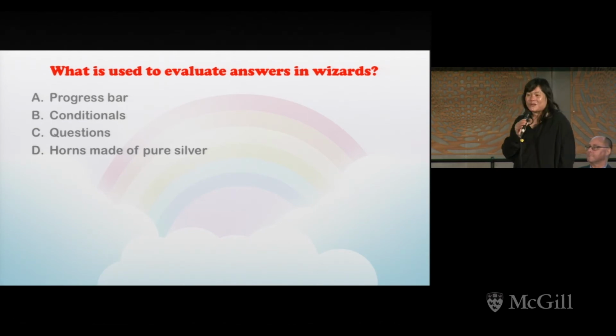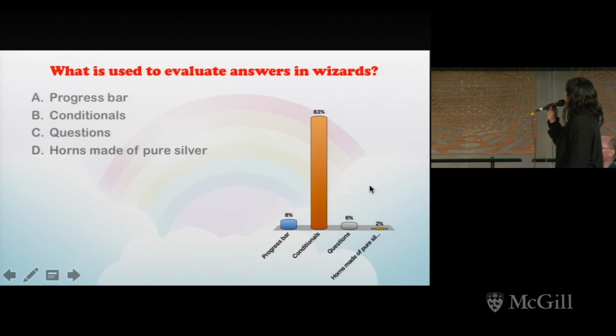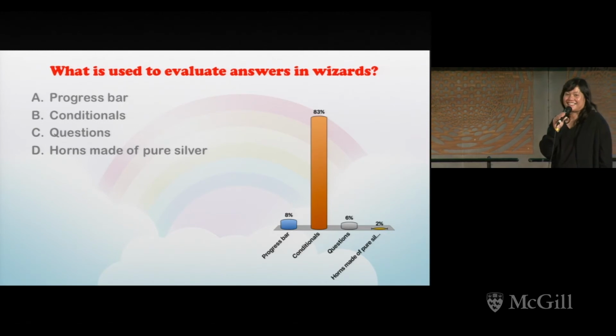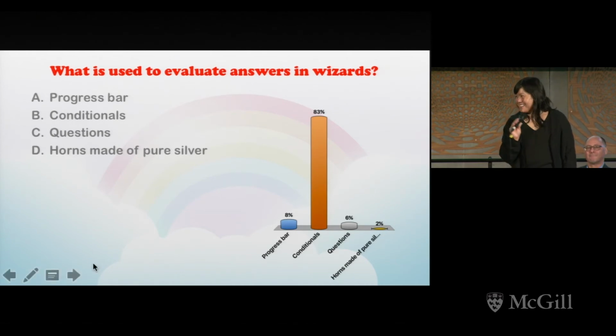And we will close the polling in 5, 4, 3, 2, 1. And let's see how we did. Great, okay. So 8% said progress bar, 83% said conditionals, so everybody was listening that time around. Questions got a 6% answer, and 2% said horns made of pure silver. Thank you. Thanks, Leanne.